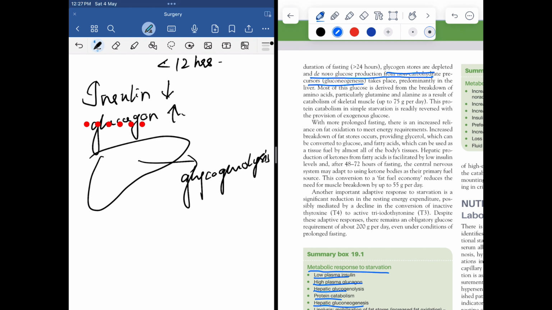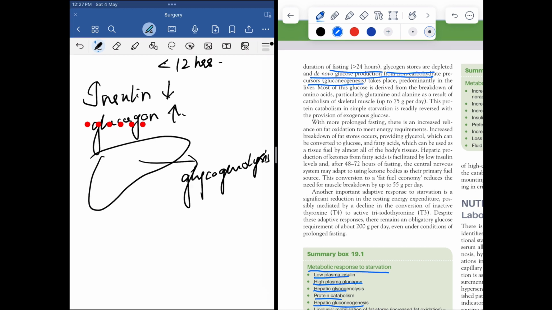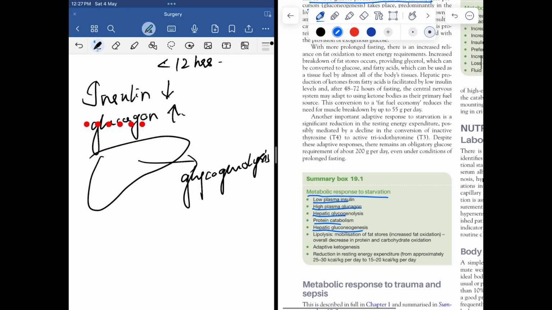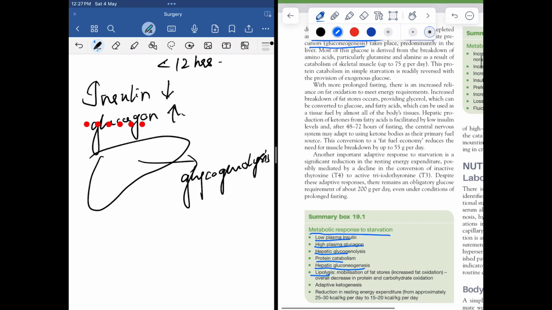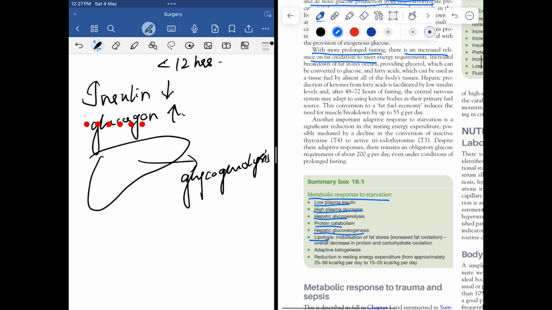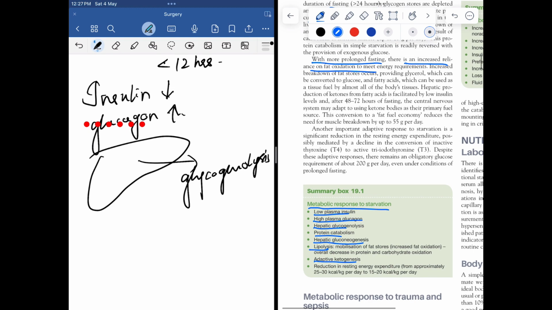You can see there the glycogen stores are depleted. Gluconeogenesis will take place predominantly in the liver. Now what happens after that? Lipolysis. Lipolysis will happen with more prolonged fasting. There is an increased reliance on fat oxidation to meet the energy requirements. So fat stores are mobilized, fat oxidation is increased. Then what happens is ketogenesis. Hepatic production of ketones from fatty acids is facilitated by the low insulin levels.